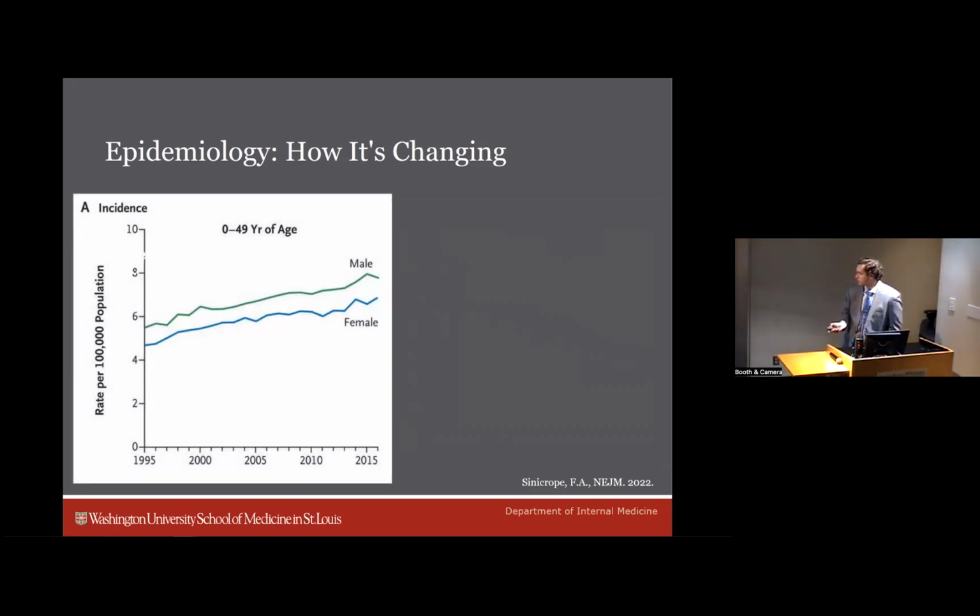And though the absolute incidences are much lower, as you can see, as we would expect, this trend is a little bit troubling. We've seen a pretty consistent increase in incidence since the late 90s in this 49 and younger population. And so the incidence has nearly doubled in that time in patients ages 20 to 49.